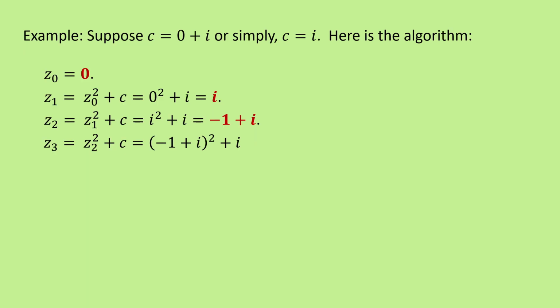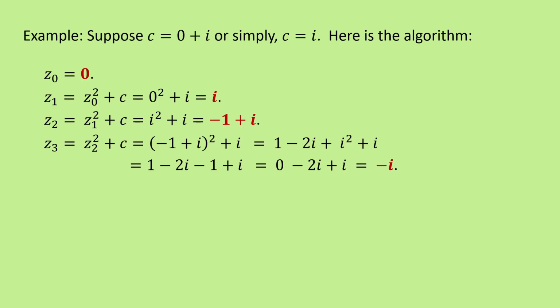z3 is equal to negative 1 plus i, all squared, plus i, which expands to 1 minus 2i plus i squared plus i. Replacing i squared with negative 1, we get 1 minus 2i minus 1 plus i, which gives us negative i.